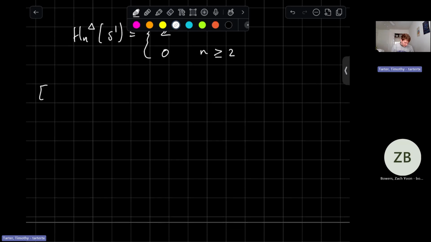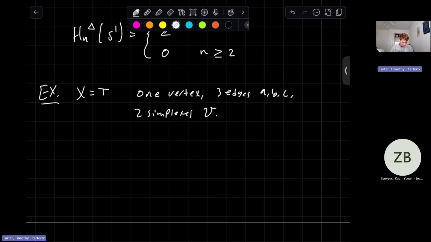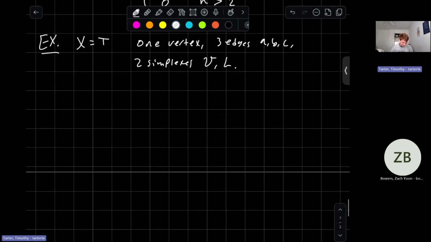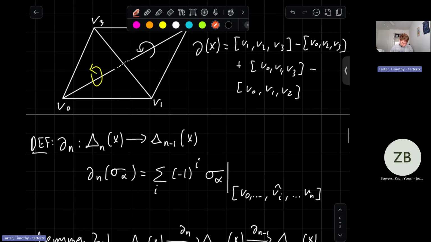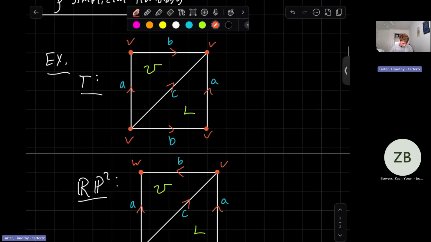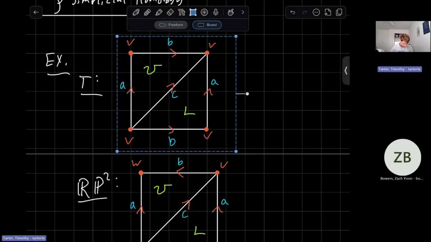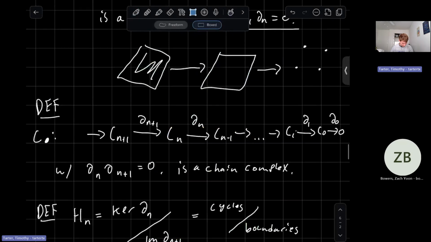Okay, in a more interesting example, consider X the torus with the delta complex structure pictured earlier, having 1 vertex, 3 edges A, B, C, and 2 simplexes U and L. So just a reminder, it looks like V, V, W, W. Nope, that was wrong. I was thinking projective space.